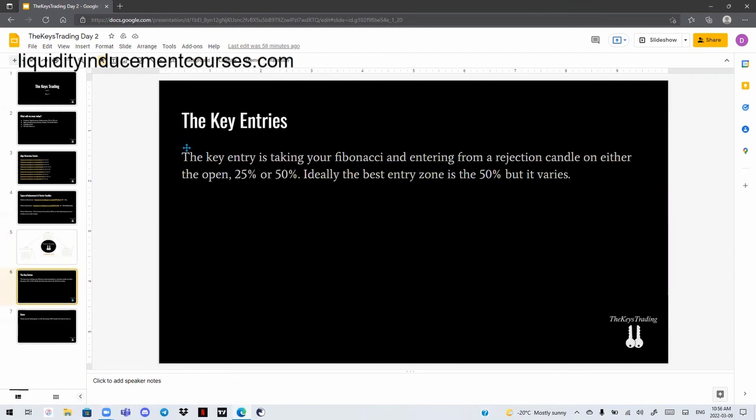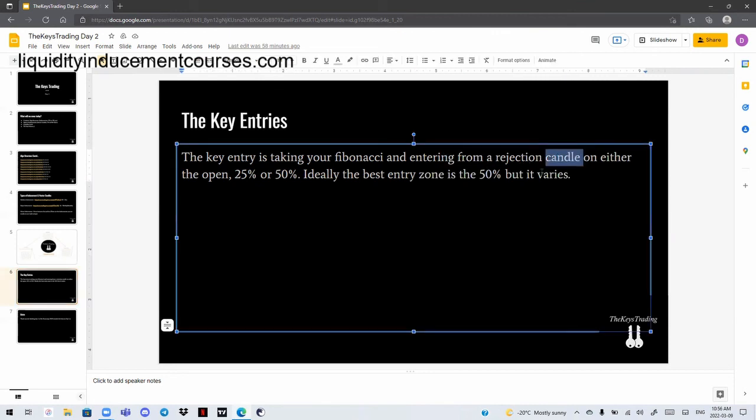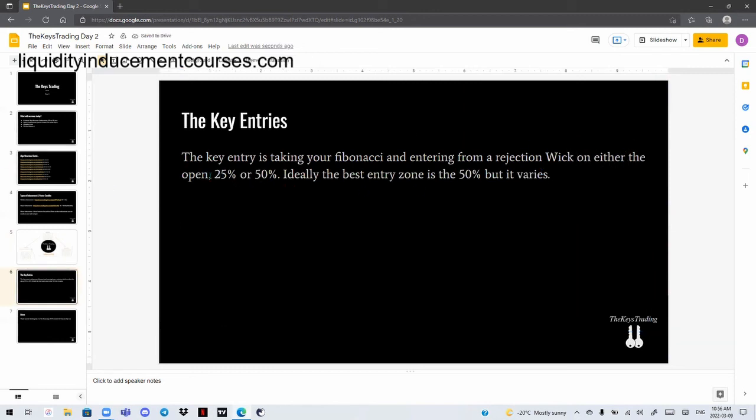Now I already talked to you about the key entries. The key entry is taking a Fibonacci and entering from a rejection wick, on either the open, the 25% or the 50%. In this one, 50%. I enter on the 50% only if the wick is like 4 pips. Then I enter at 50%, so I can have a 2 pip stop loss.